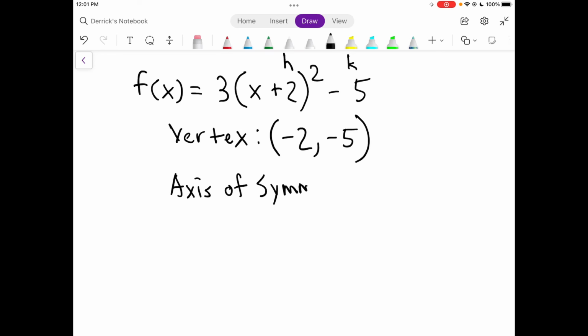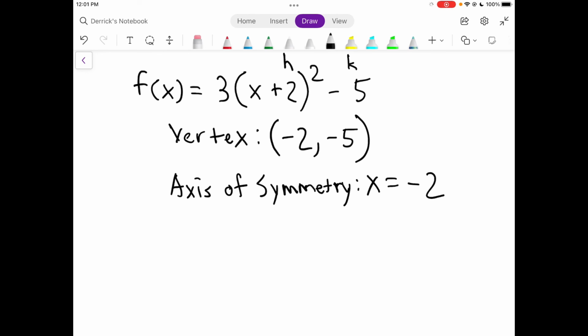well, then that means my axis of symmetry, which I know is the equation of a line and therefore has to be x equals, I guess even more specifically I should say equation of a vertical line, it will be x equals negative 2 because that is the h value of my vertex, and the axis of symmetry is always the equation x equals the h value.